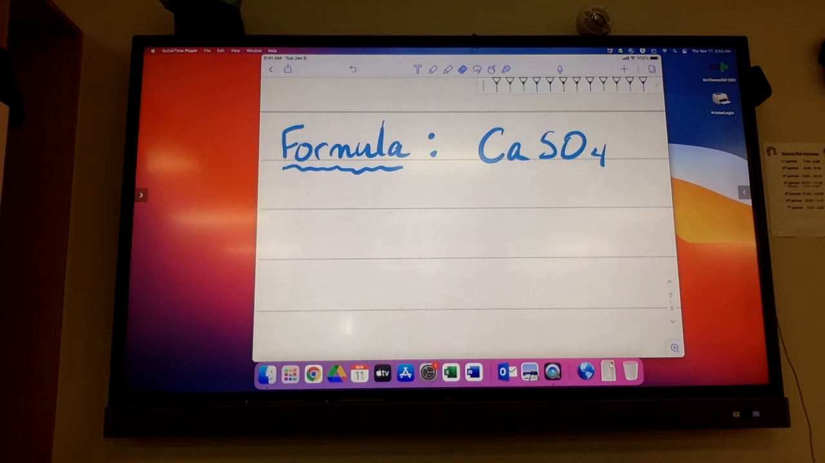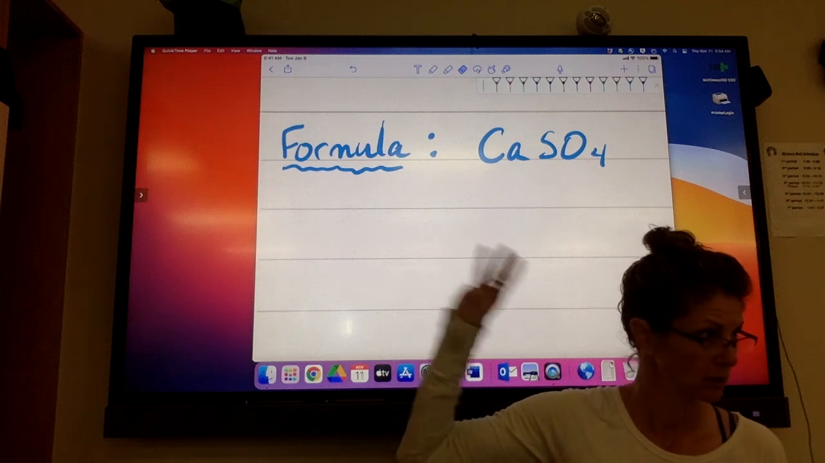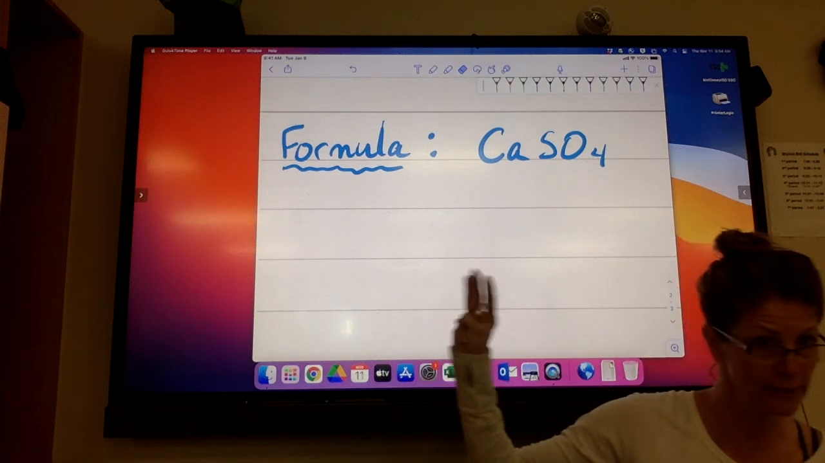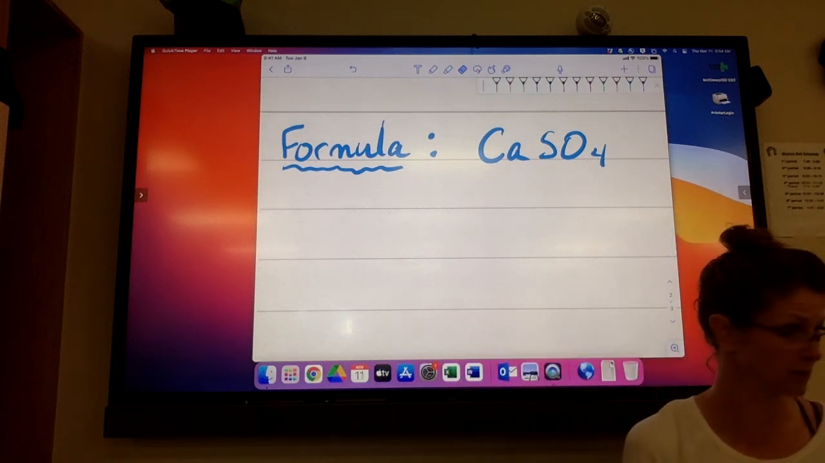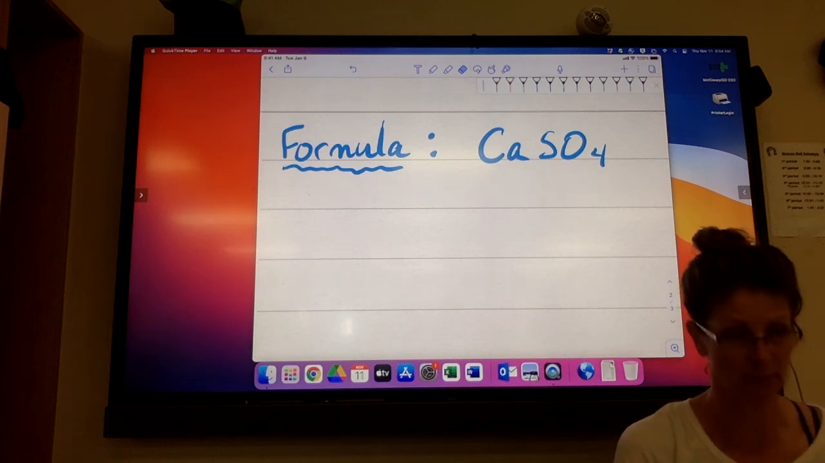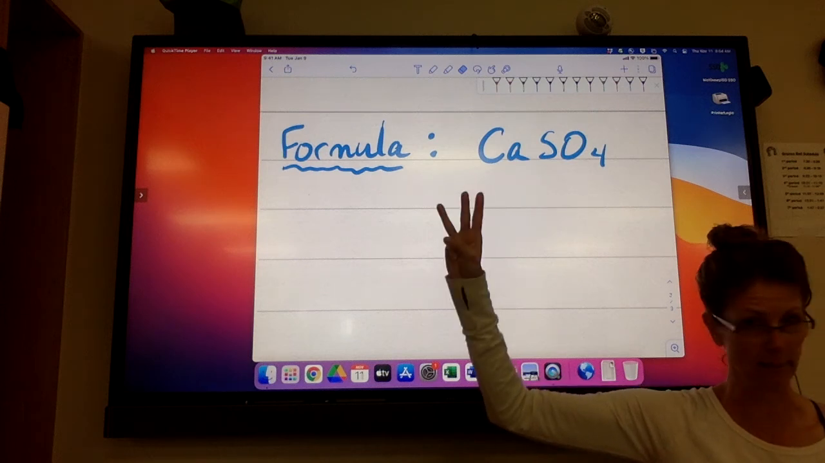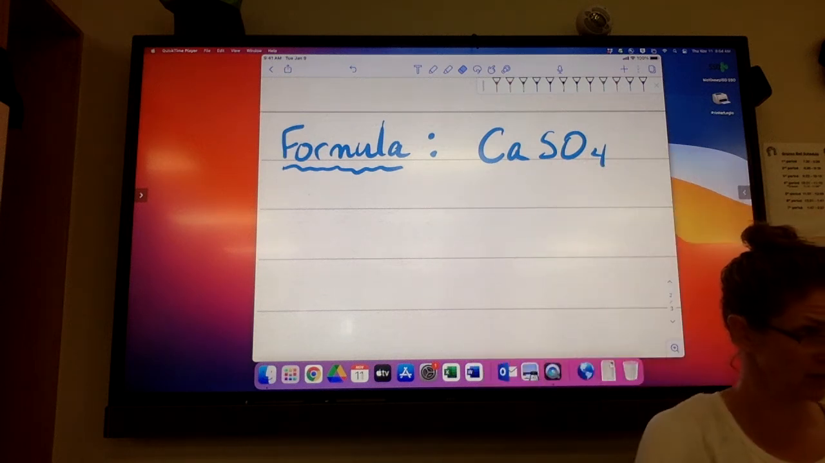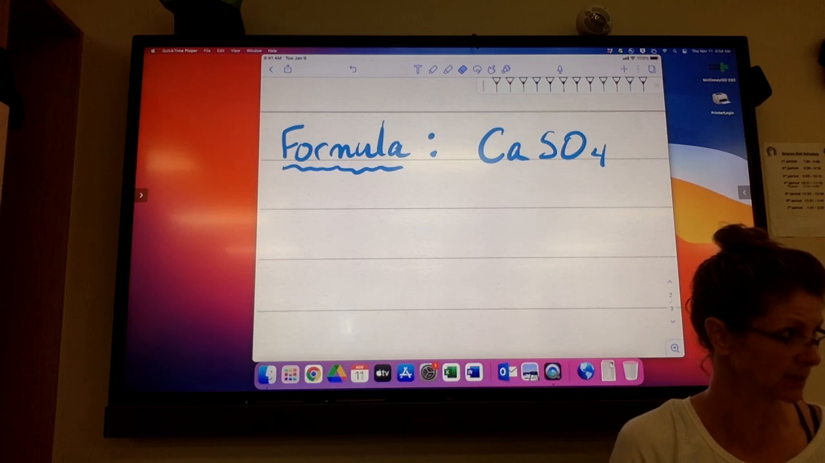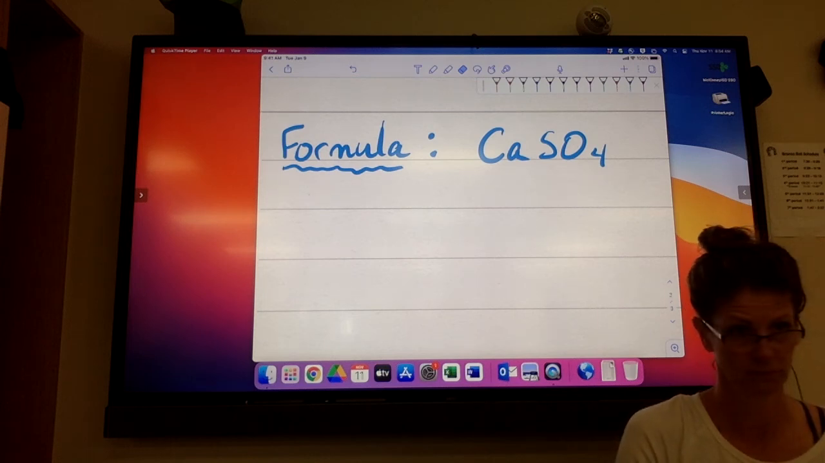Calcium, CaSO4. Now, do you see how there's 3 capital letters here? 3 or more capital letters means you are guaranteed to have to use the back of the periodic table. You're guaranteed that something is a polyatomic. If you have 3 or more capital letters, you're guaranteed that something comes from the back. Something is a polyatomic. Okay?